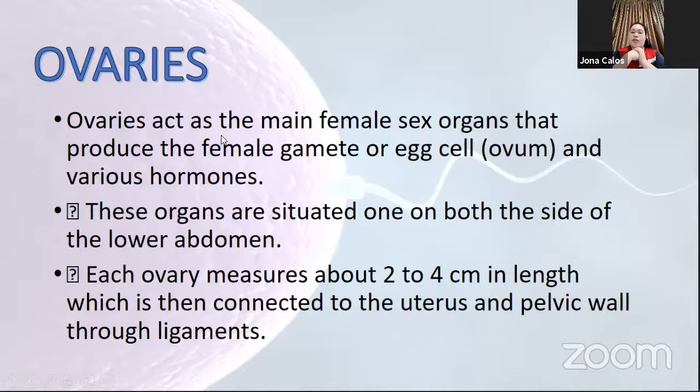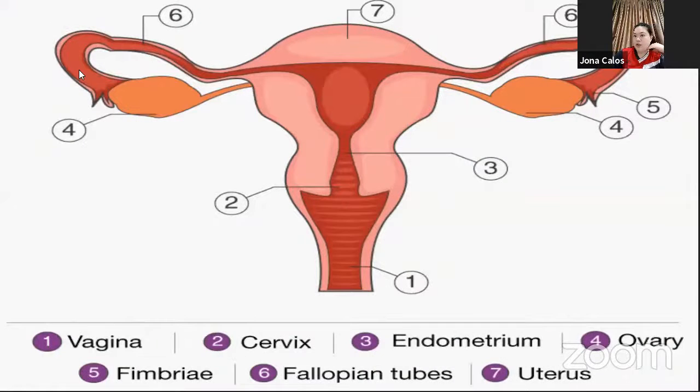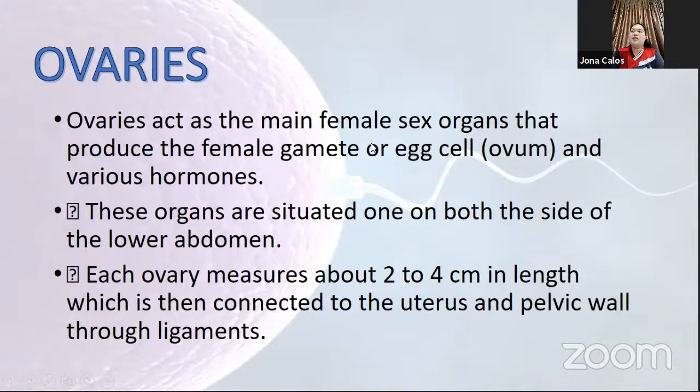So first part here are the ovaries. Ovaries are found at the end of the fimbriae, this one, number 4. In male counterparts, it is the scrotum, where the sperm cells are created. But for the female counterpart, which is the ovary, it is where the egg cells are created. As I mentioned from the first one, egg cell is also called the ovum. It is situated on both sides of the lower abdomen at the end of the fimbriae.